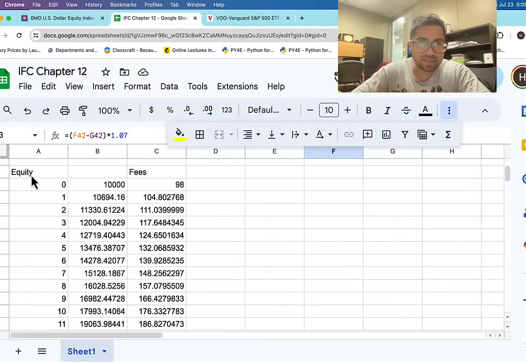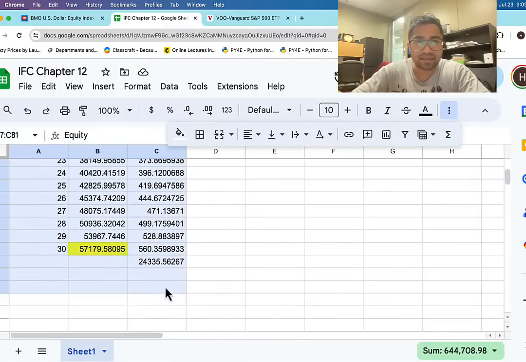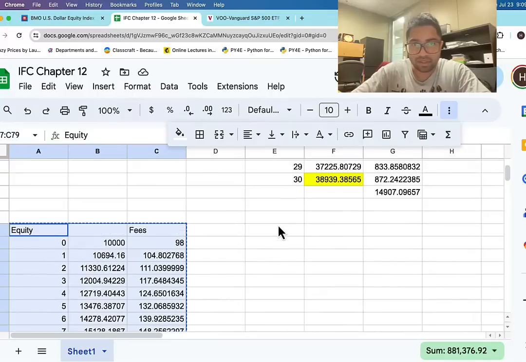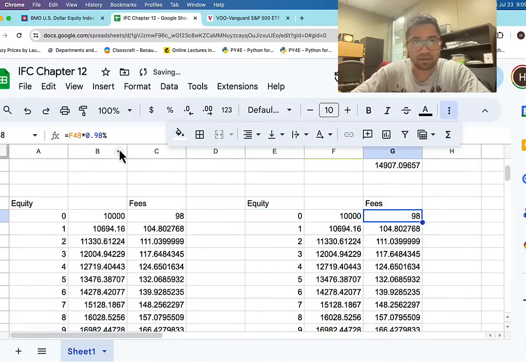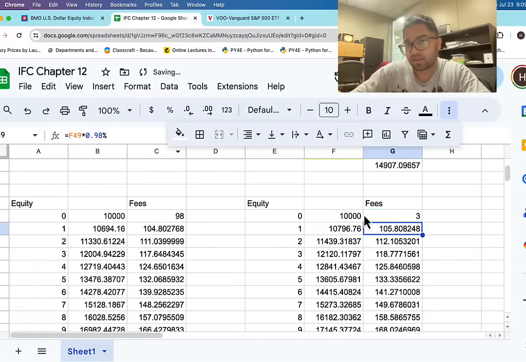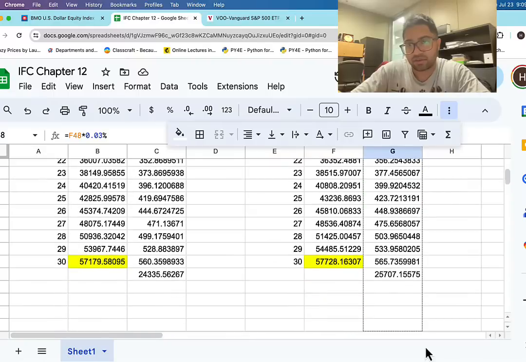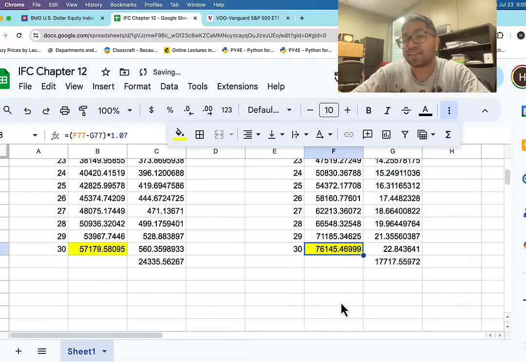So if you had invested this amount in an indexed ETF, $10,000, the fee structure is very low, 0.03%. So $3 is the fee for the first year on a $10,000 investment. If you do this, you will end up with $76,000. So there is a $26,000 difference between an index mutual fund and an indexed ETF. So index ETFs usually have even lower MERs than the index mutual funds.